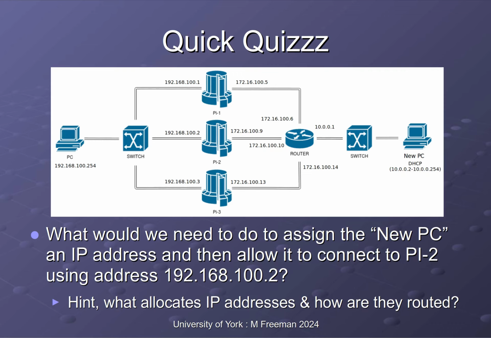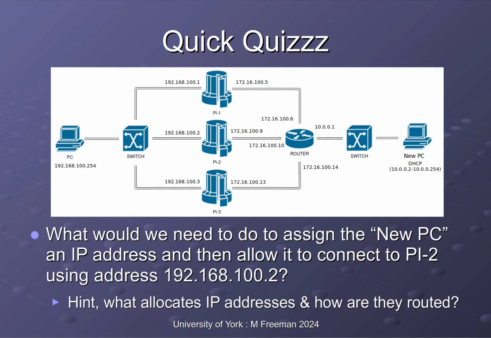Equally, what routing rules do I need to add to my system to allow Pi 2 here to connect to that PC? So what routing rules do I need on the PC, the router, and Pi 2 to allow these two machines to communicate? So again, as always, think about what the default gateways are within this network. So obviously they're exactly the same as the ones you've seen in the lab.